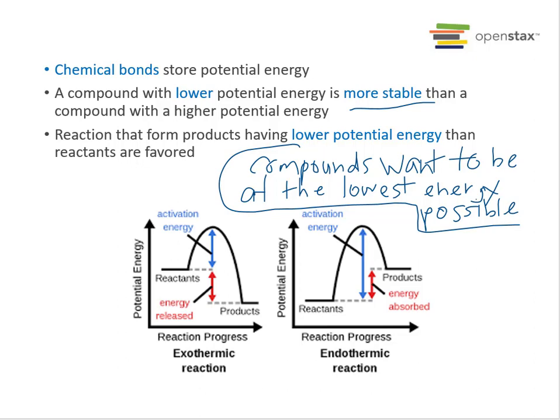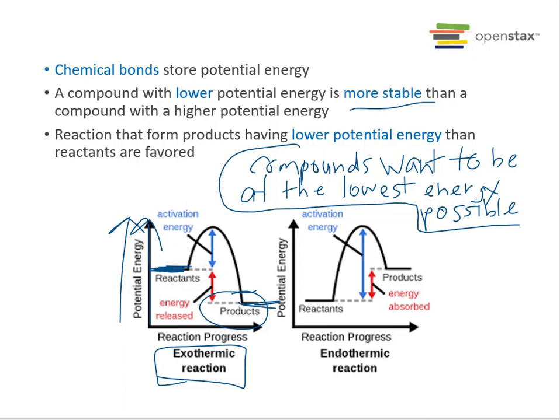So, like we said, down here are our products. If they have lower potential energy, those are favored. So exothermic reactions show us that our reactants have higher energy. This shows us that going up, we have higher energy. So if our reactants are up here and our products are down here, our reactants have more energy.